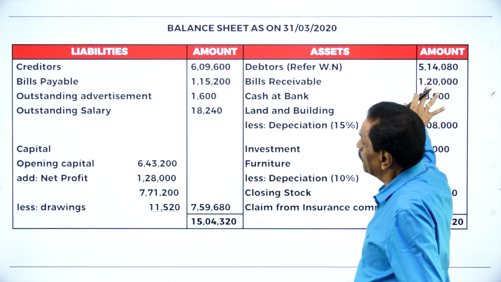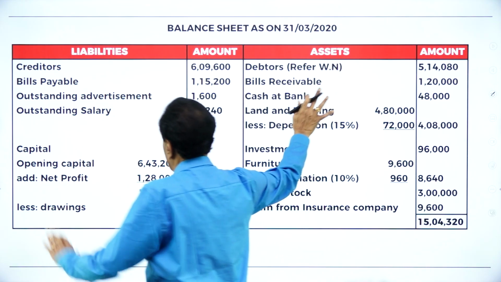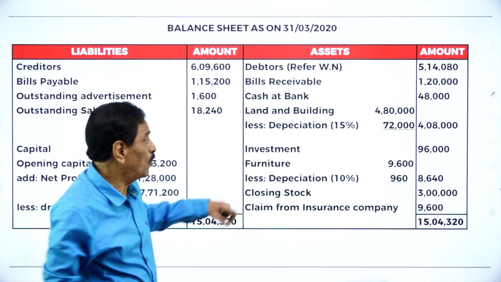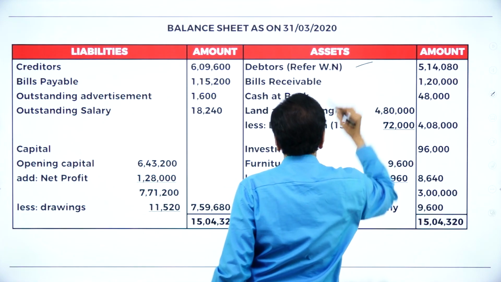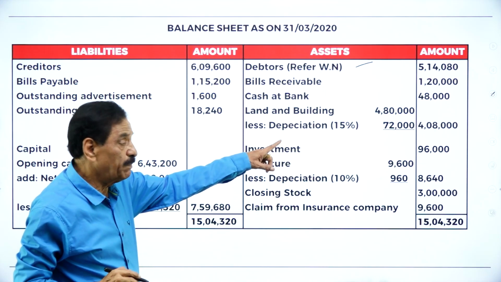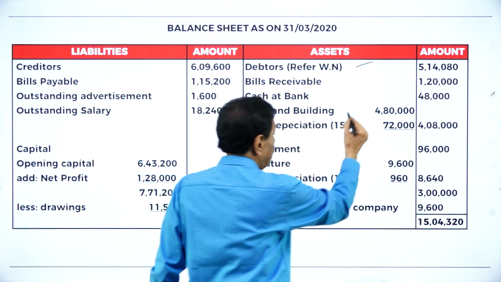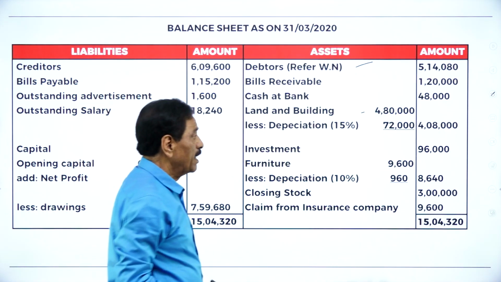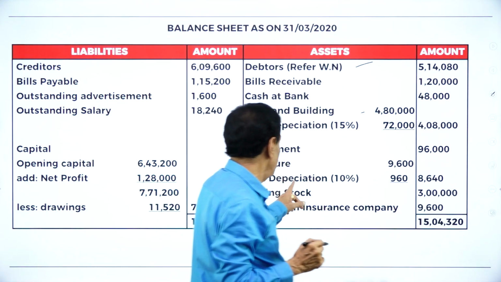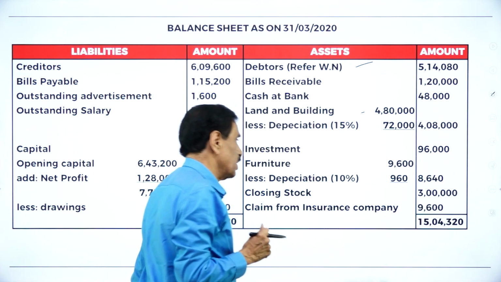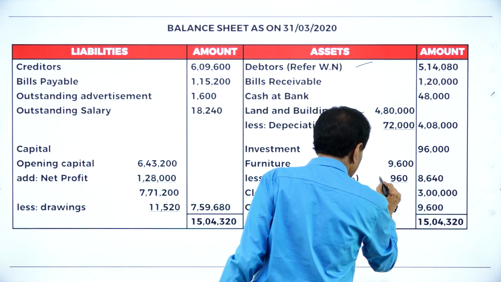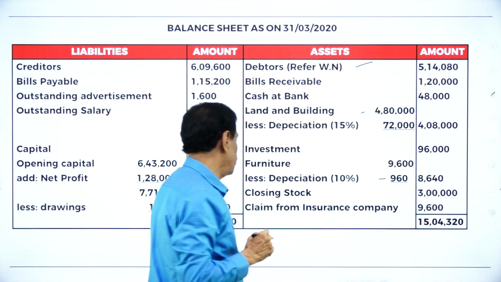All the assets will come on the right side, liability on the left side. Come back, debtor as per the working note 5,14,018. BR is asset 1,20,000. Cash at bank 48,000. Land and building 4,18,000, less depreciation 72,000, it becomes 4,08,000. Investment 96,000, furniture 9,600, 10% of 960 gone, it is 8,640.